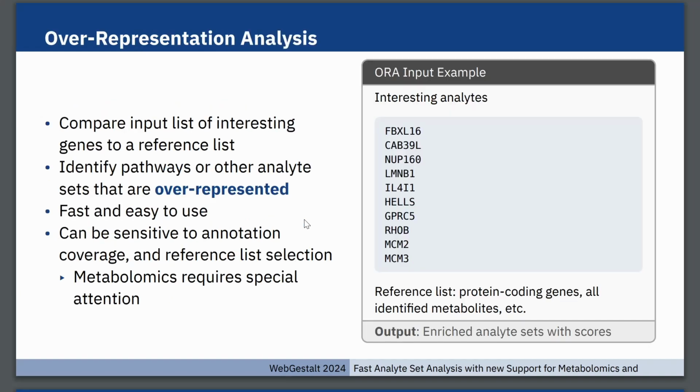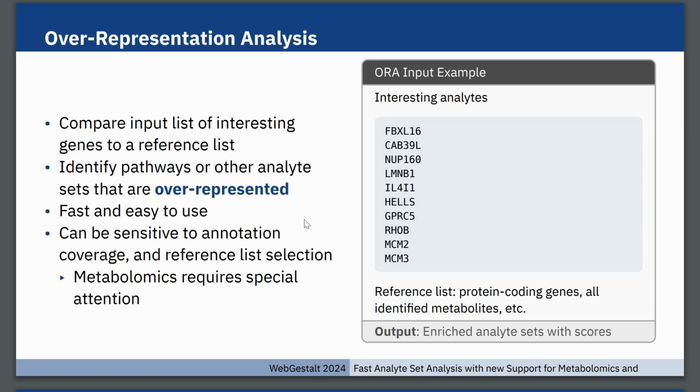So I just wanted to go over the different types of analysis and why they're used. Overrepresentation analysis is the most common. It's very simple, both in how you use it and in the output you get. You identify a list of interesting genes, for example, and compare it against a reference list. The test is a Fisher exact test comparing the proportion of genes present in, for example, a pathway compared to the reference. The idea is that you're finding pathways or analyte sets that are overrepresented, and that supports the conclusion that your genes are in a certain pathway.